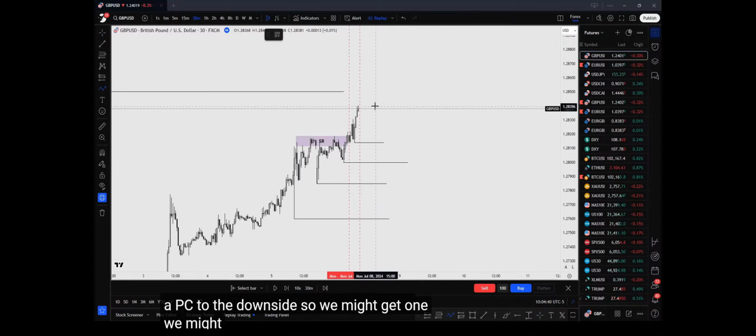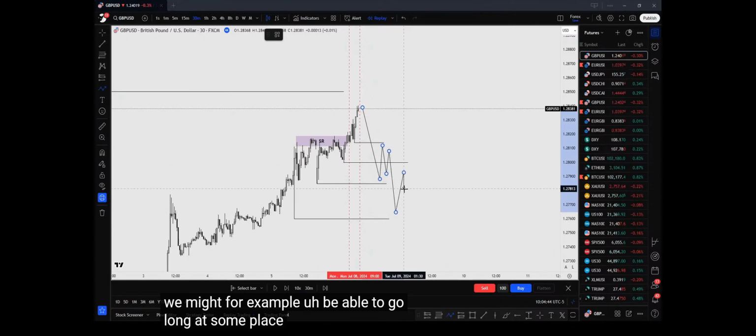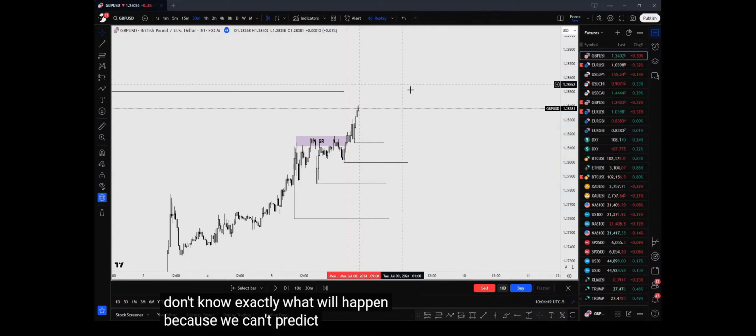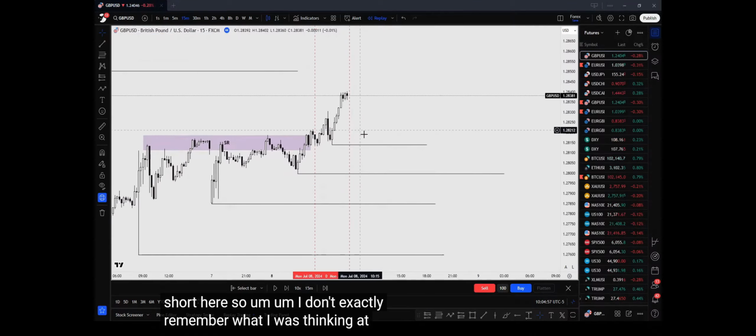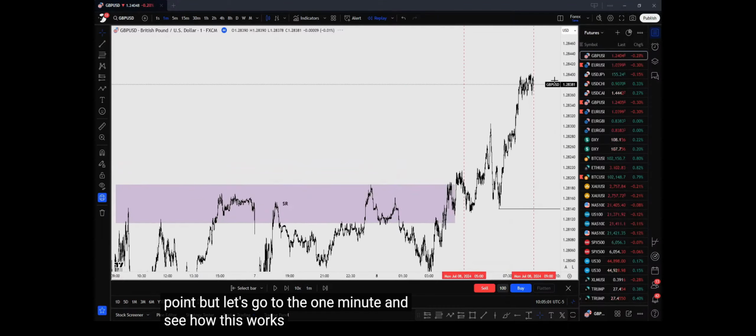So we might get one. We might, for example, be able to go long at some place around these areas. We don't know exactly what will happen because we can't predict the future, but probability says that we might get our short here. So I don't exactly remember what I was thinking at this point, but let's go to the 1 minute and see how this works.